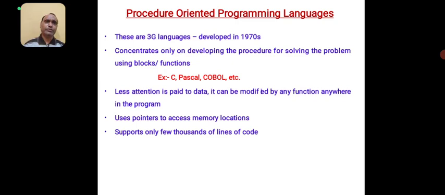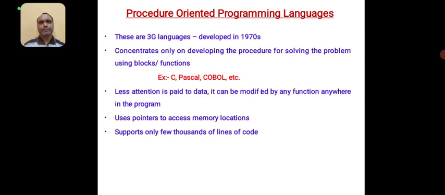And another problem with procedure-oriented programming languages is that as the length of the code increases, the efficiency of the compiler of the programming language goes down. So the compiler will take more time to compile your program if lengthy code is there. And program execution is also very slow if your code is more. That is the problem with procedure-oriented languages.